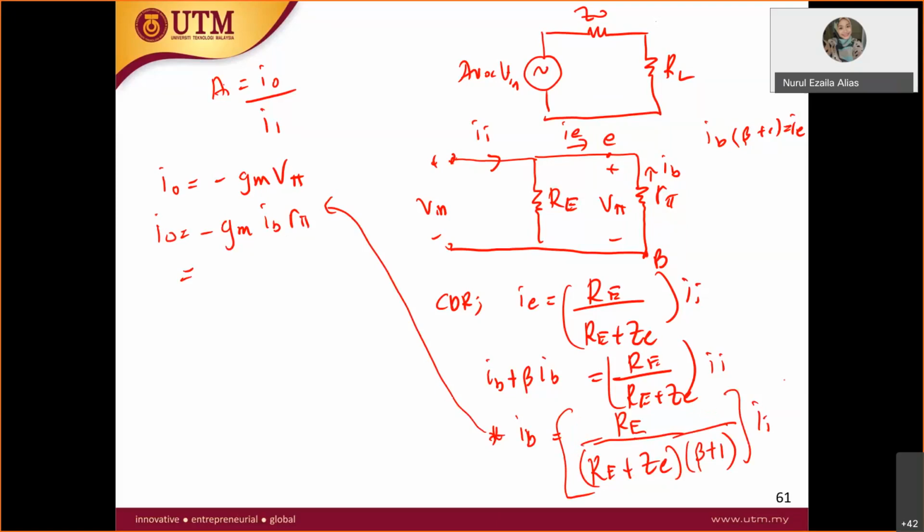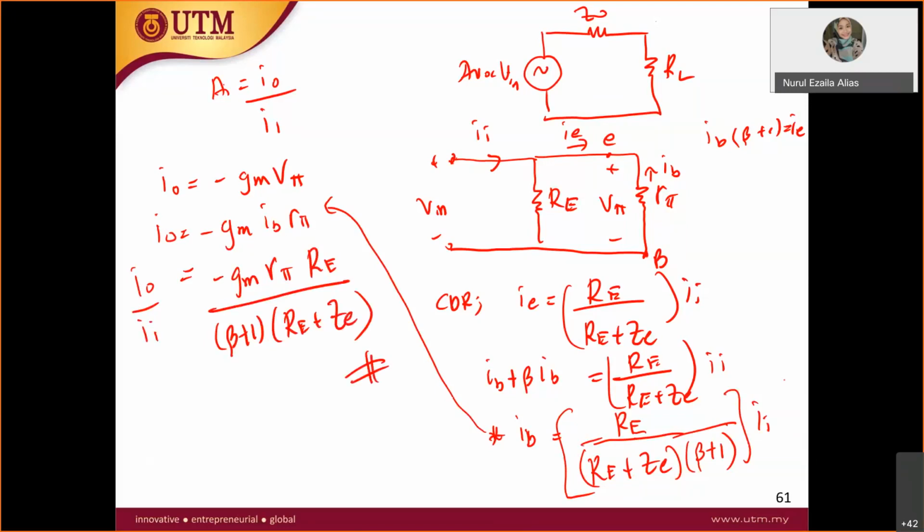Finally, you plug in everything there. So therefore, I out over I in is negative GM R pi RE over beta plus 1 times RE plus ZE. So this is for the current gain. That's it for the derivation, for the voltage gain, input impedance, and also current gain.